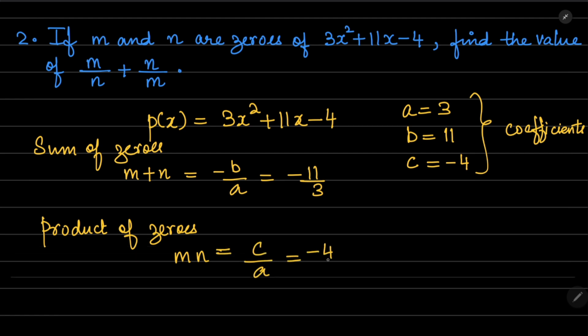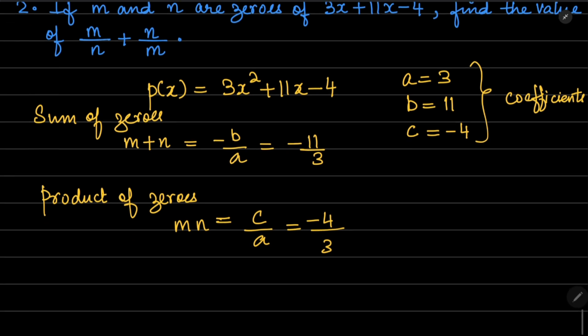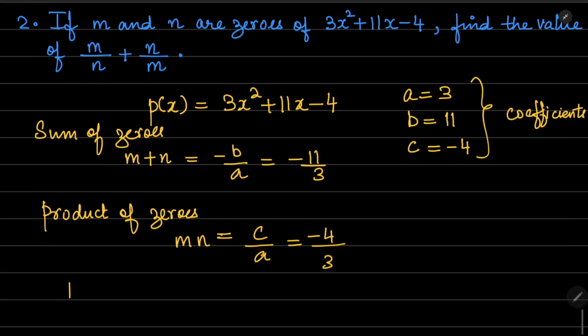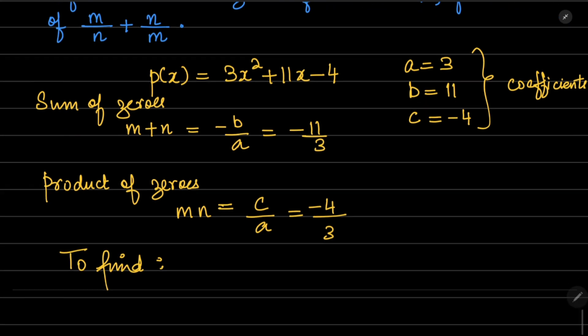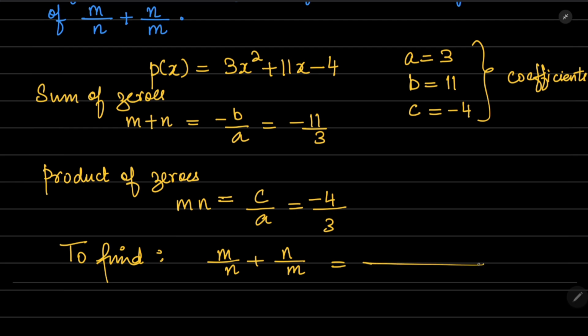What is c? Minus 4 by a is nothing but 3. Correct? Now what we have to find out? To find m divided by n plus n divided by m. So take the LCM. LCM is nothing but mn. So the numerator will have m square plus n square.